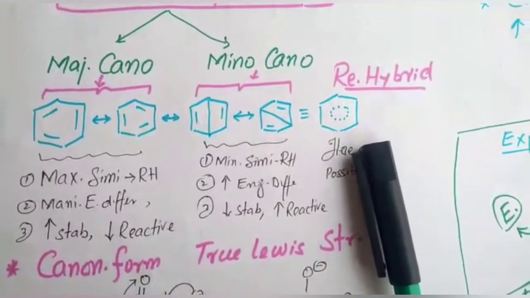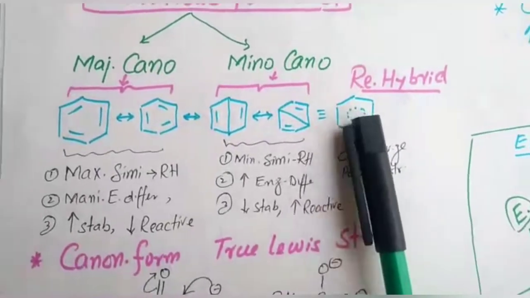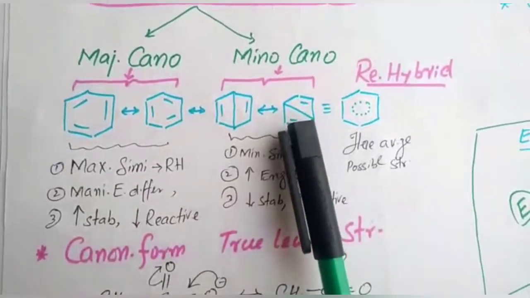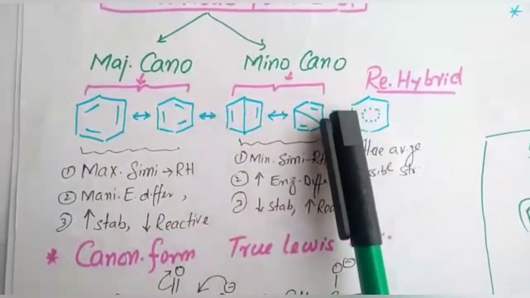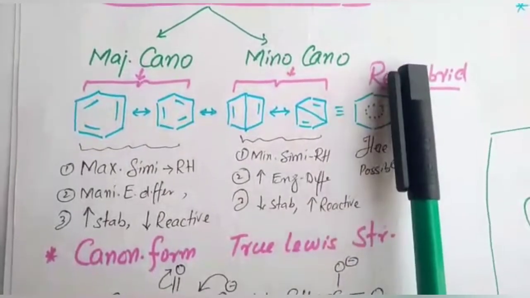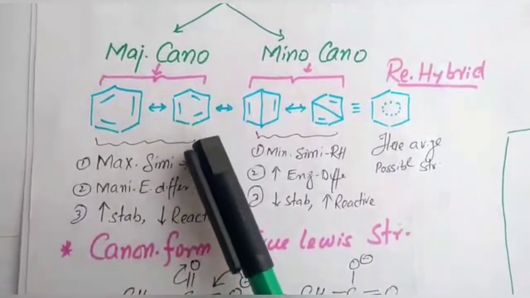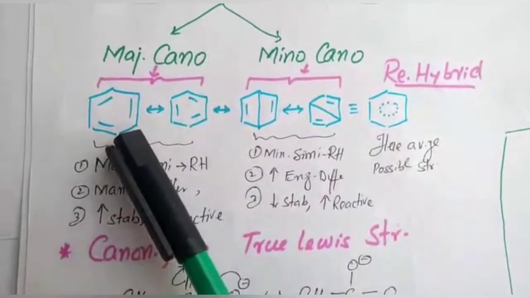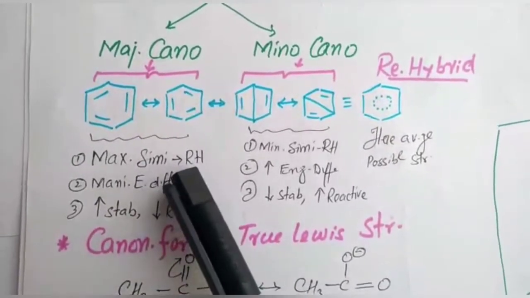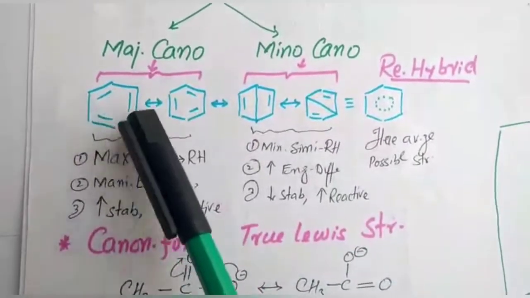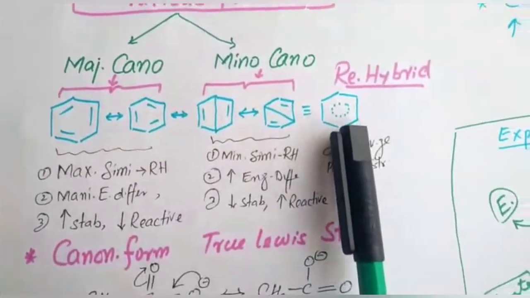What is the resonance hybrid structure? The average possible structure of all contributing structures. This is the average possible structure, this structure is near to real structure. So major canonical forms, they have maximum structural similarity to the resonance hybrid. Look here, these two canonical forms have more structural similarities to this resonance hybrid.